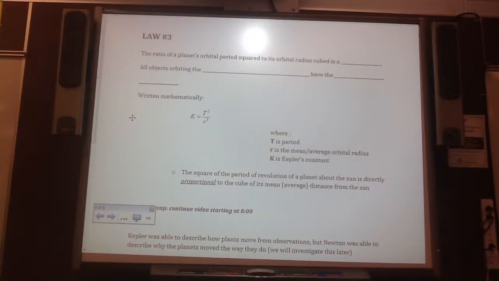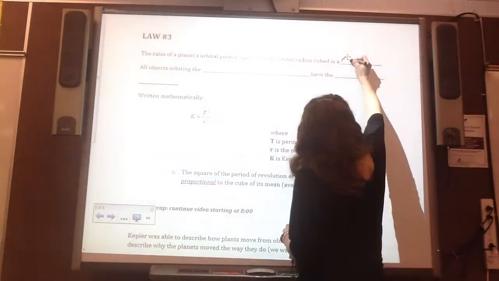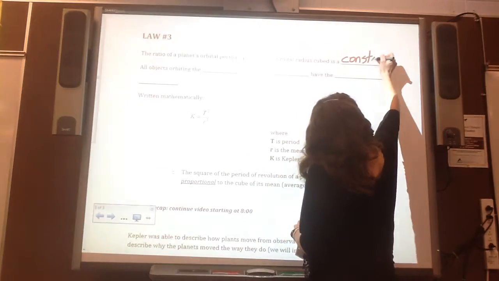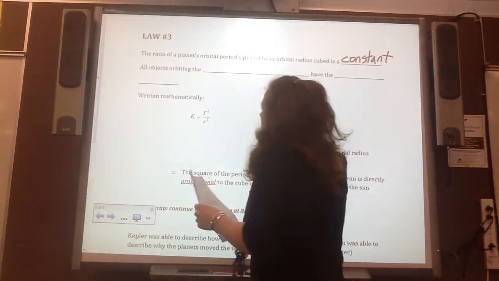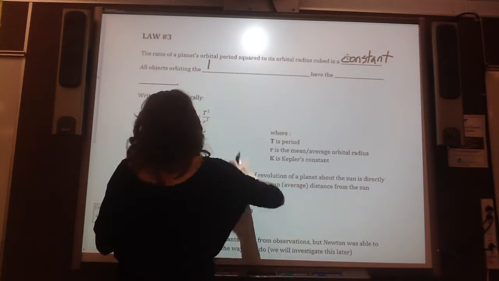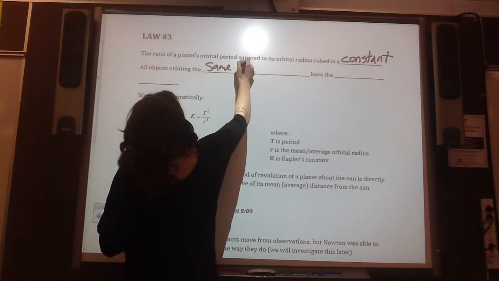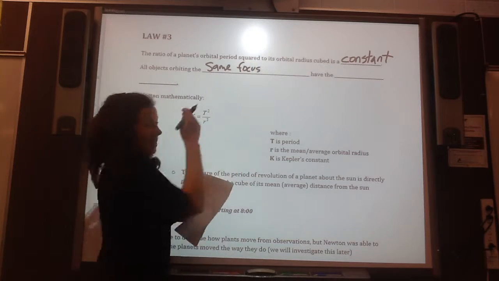Okay, last law, law 3. The ratio of a planet's orbit period squared to its orbital radius cubed is a constant. All objects orbiting the same focus, so same center point.